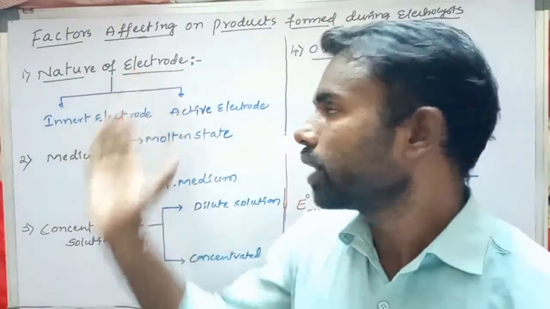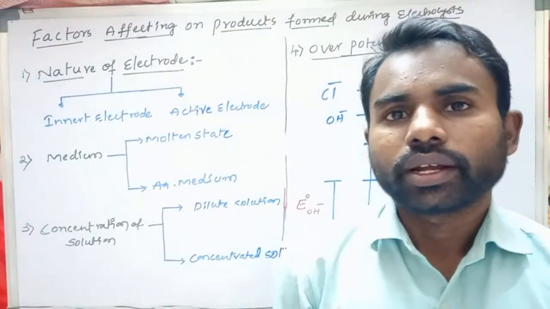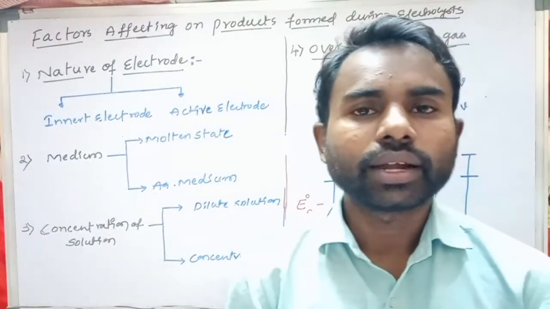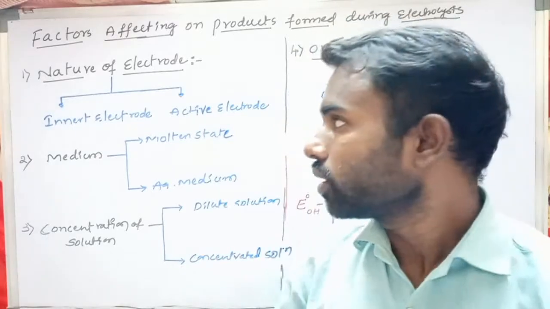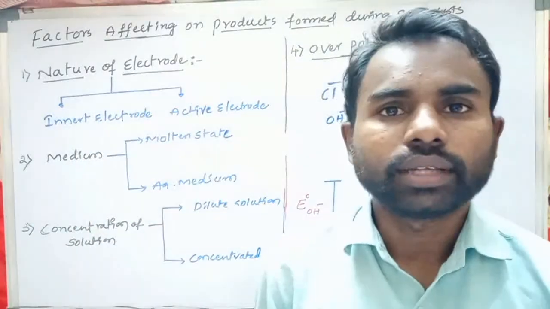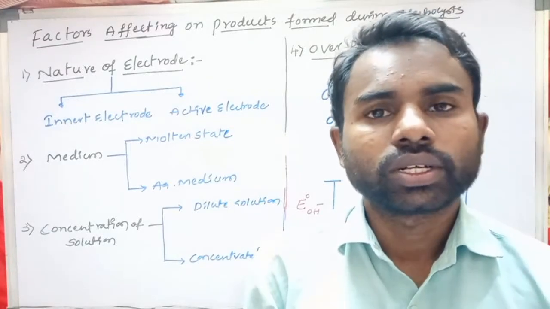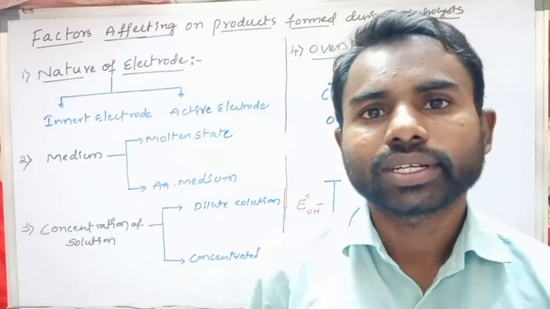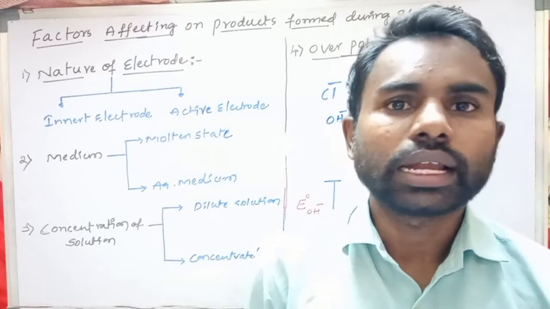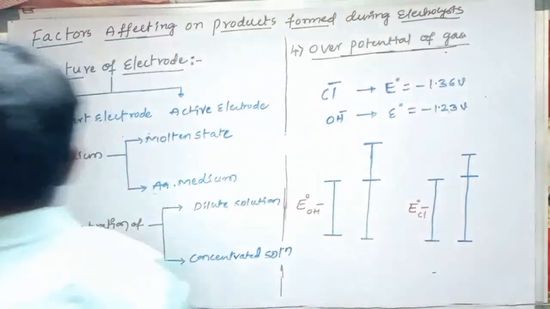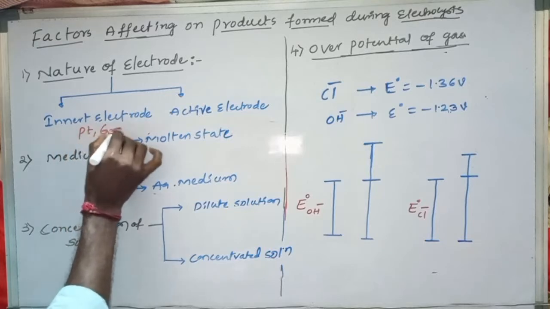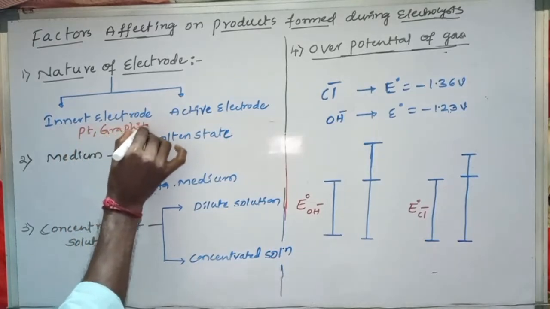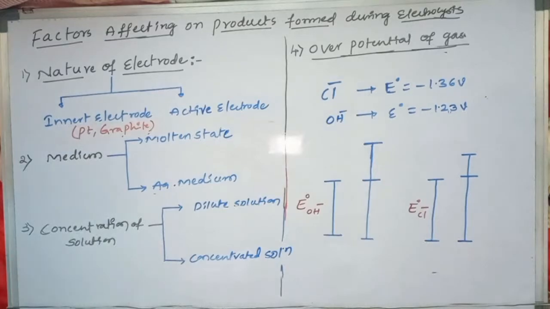As for the nature of electrodes, here we have two types of electrodes. One is inert electrode and another one is active electrode. What is the meaning of inert electrode? The electrode which does not participate in the chemical reaction, that we have to call inert electrode. Examples for inert electrode: platinum and graphite.